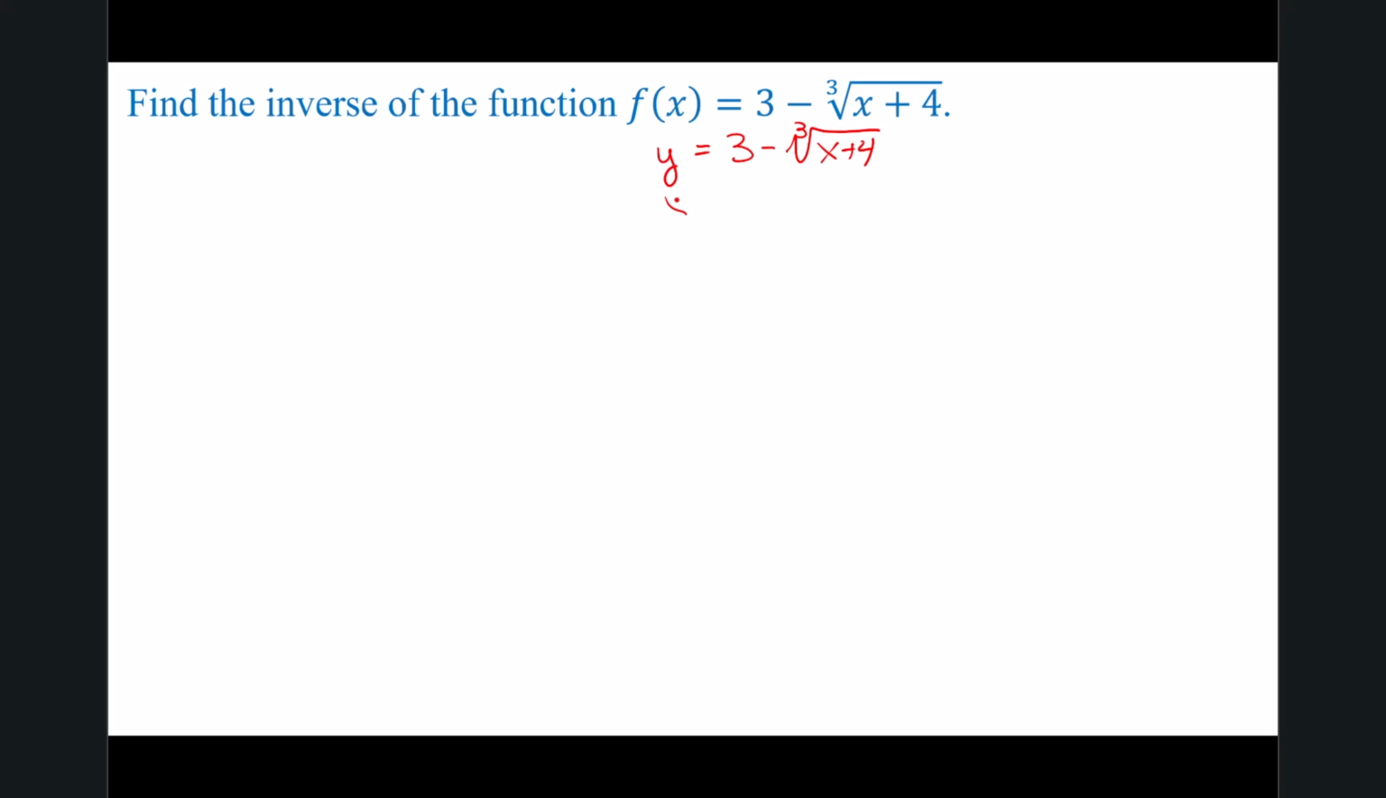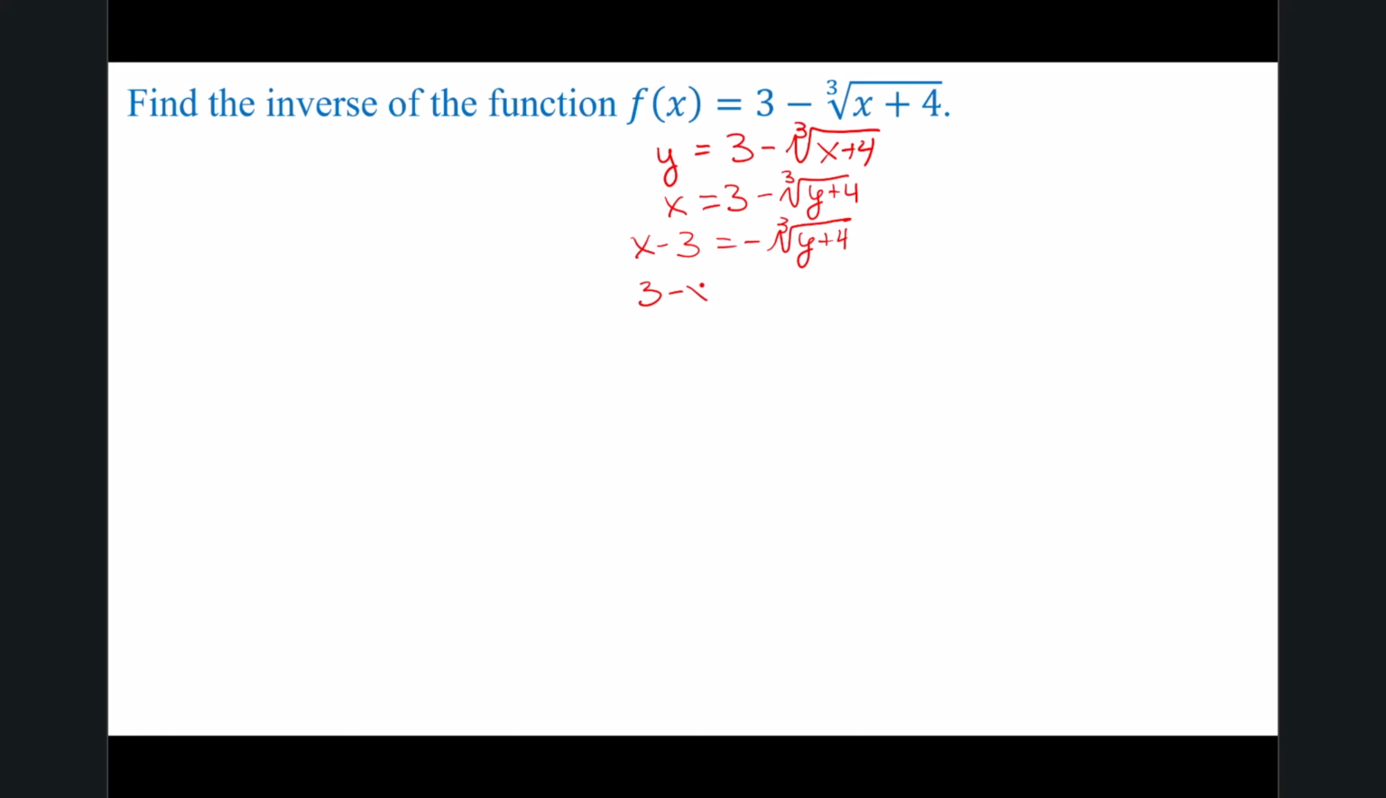So I'm going to write this as x equals 3 minus the cube root of y plus 4. So I switch the x's and y's. Now I'm going to solve for y. So first I'll subtract 3. I get x minus 3 equals negative cube root of y plus 4. Then I'll multiply both sides by that -1 to finish isolating the cube root.